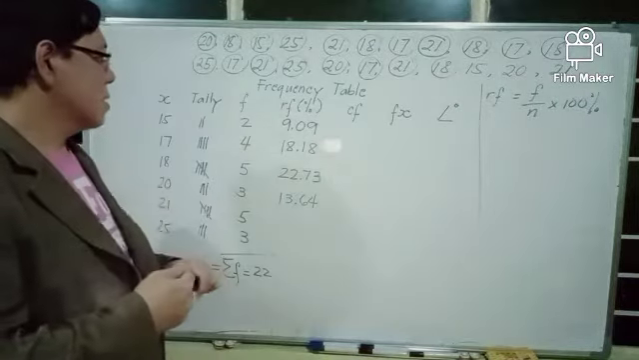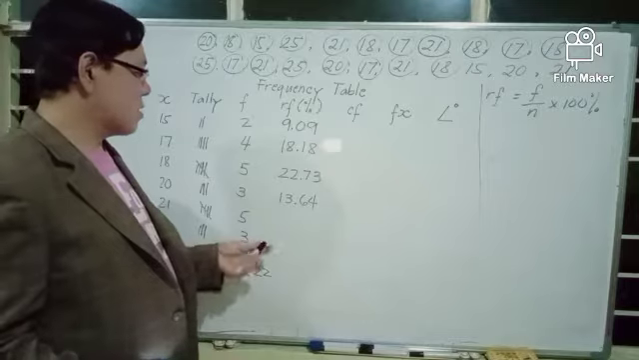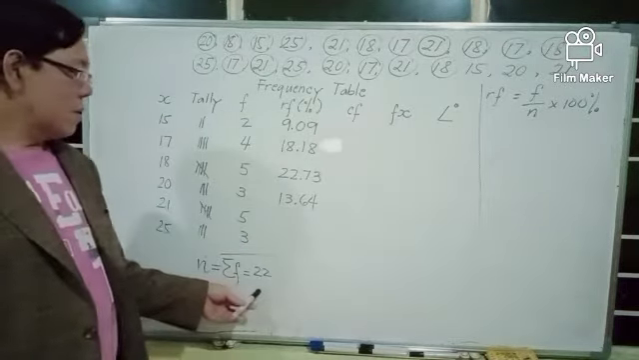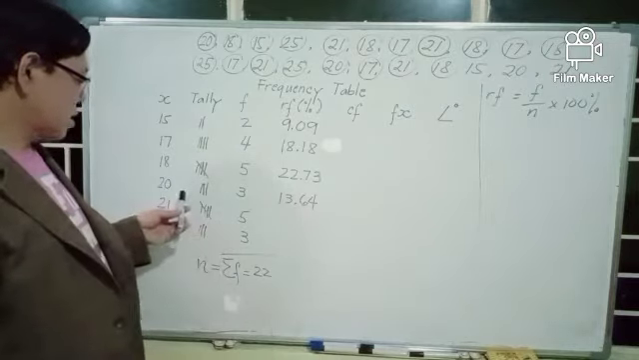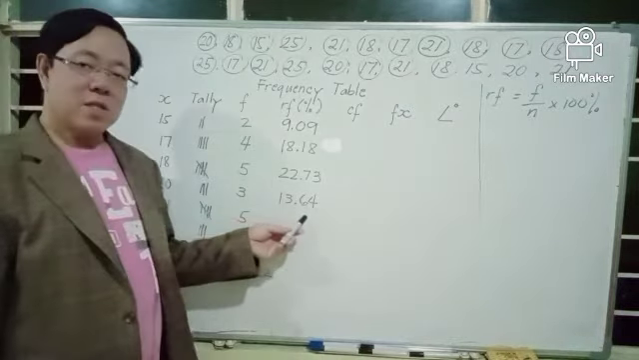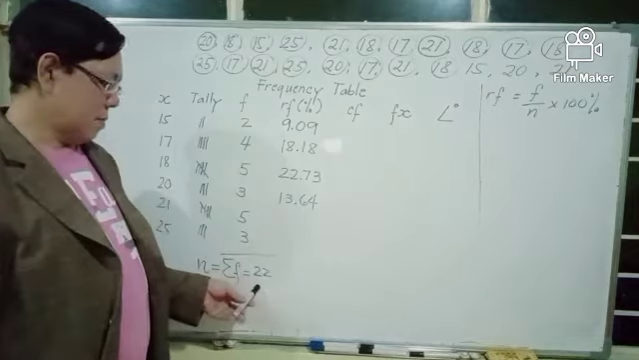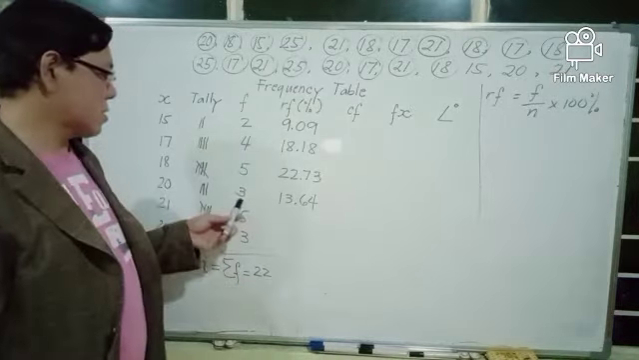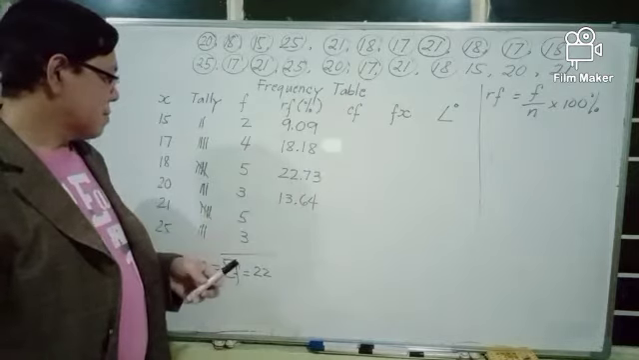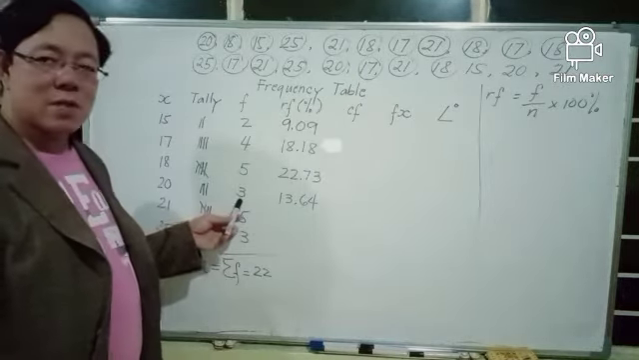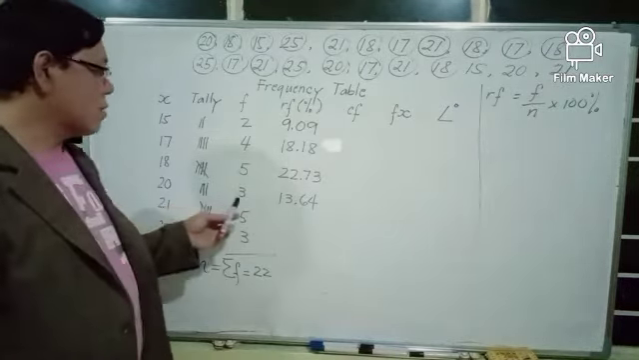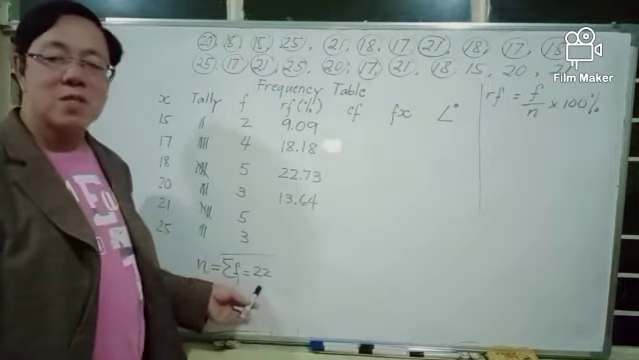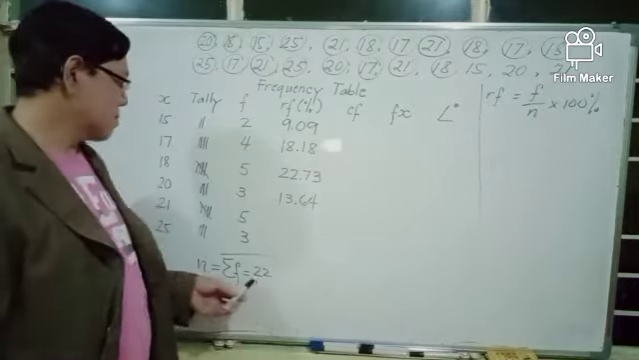13.64%. This means that 13.64% of the sample of 22 students have scores of 20. And 13.64% of the sample size of 22, rounded up to the whole number, is 3. And these 3 students with the same score of 20 represent 13.64% of the sample size of 22 students.